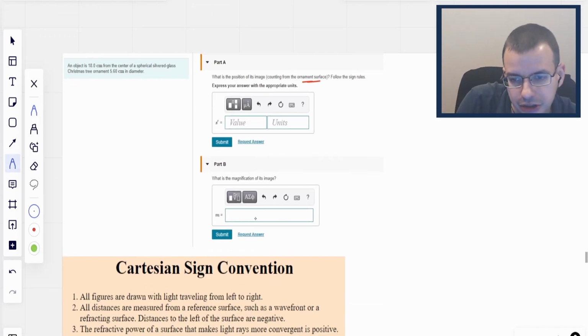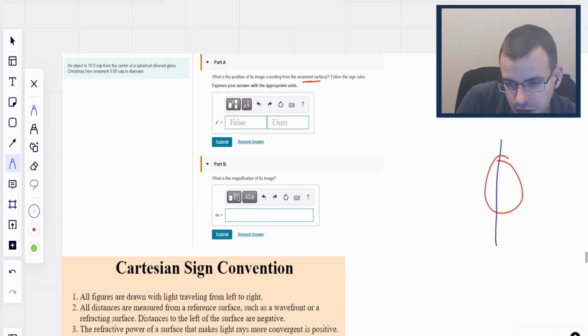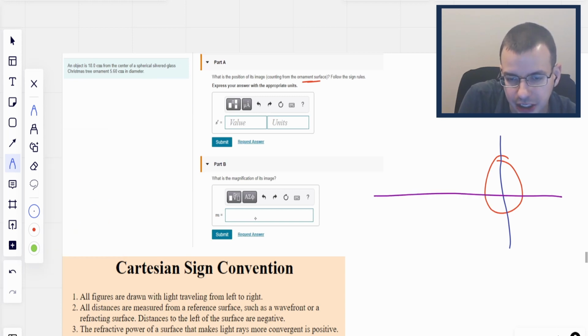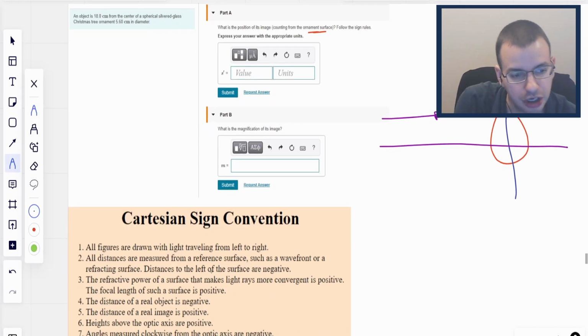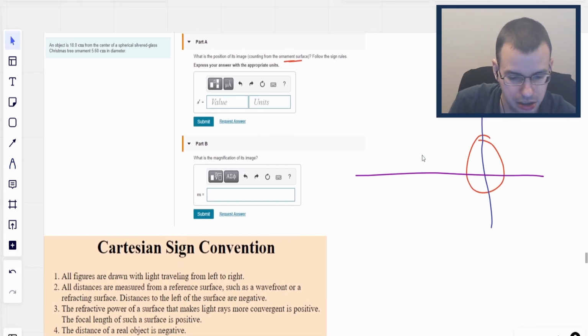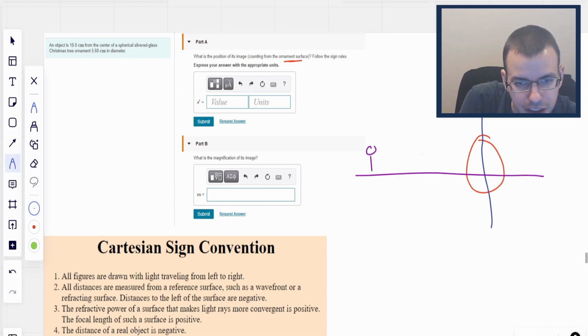so start by drawing a picture. So we're going to have an ornament. Draw a line down the middle. That way it'll be like a spherical mirror where light is going to travel from left to right, because light always travels from left to right. All figures are drawn with light traveling from left to right, Cartesian convention. This is going to be our image over here because distance of real image is always negative.